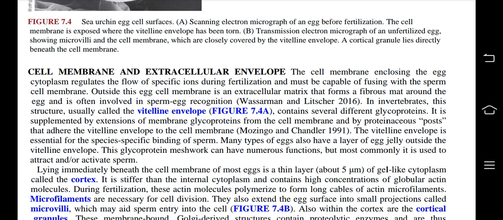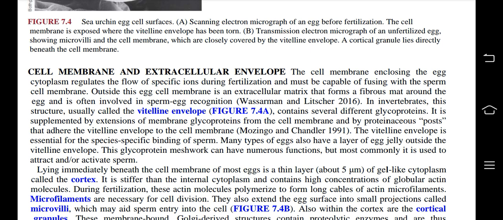The cell membrane enclosing the egg cytoplasm regulates the flow of specific ions during fertilization and must be capable of fusing with the sperm cell membrane. Outside of this egg cell membrane is an extracellular matrix that forms a fibrous mat around the egg and is often involved in sperm-egg recognition. In invertebrates, this structure, usually called the vitelline envelope, contains several different glycoproteins. It is supplemented by extensions of membrane glycoproteins from the cell membrane and by proteinaceous posts that adhere the vitelline envelope to the cell membrane. The vitelline envelope is essential for the species-specific binding of sperm.